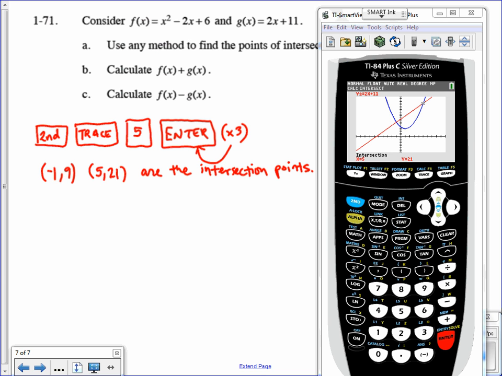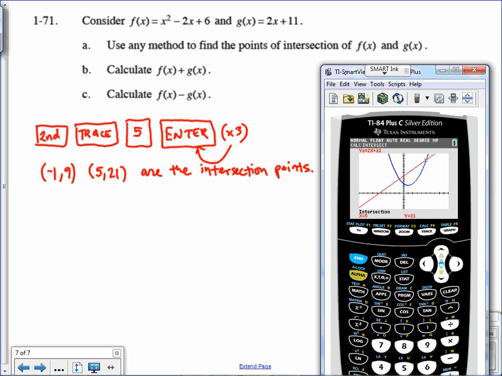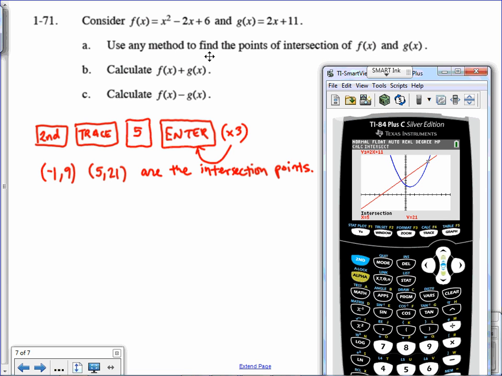Now we're not done. Let's make sure we answer the whole question. Consider these two functions. Use any method to find the points of intersection. So we used the calculator. Then it says calculate f of x plus g of x, and then calculate f of x minus g of x. So we know that f of x equals x squared minus 2x plus 6.